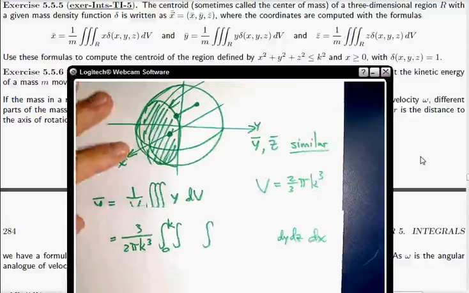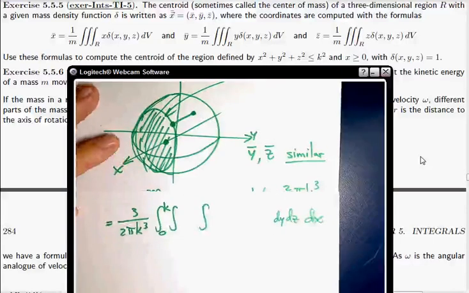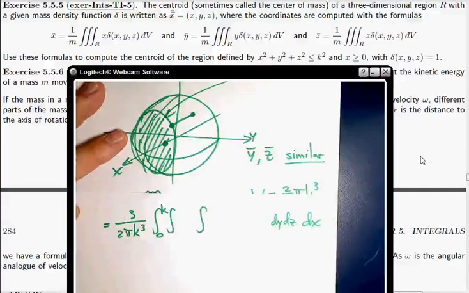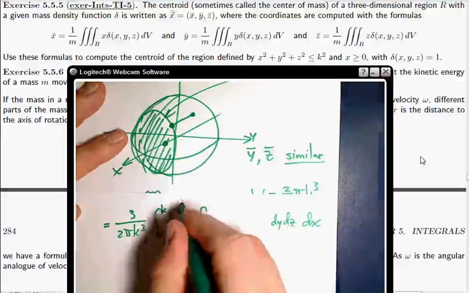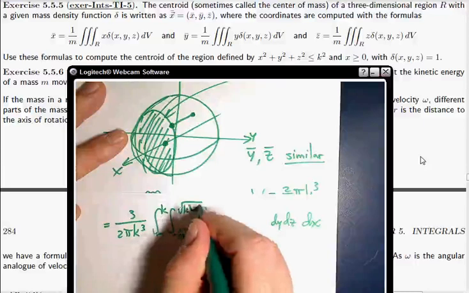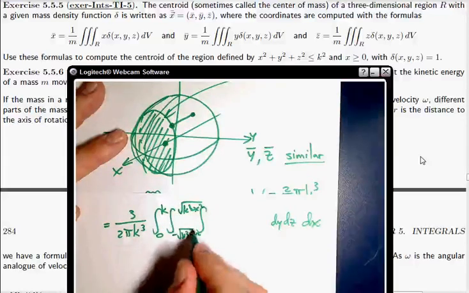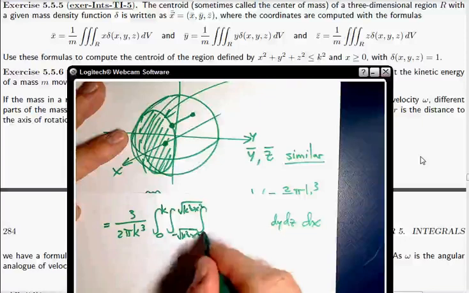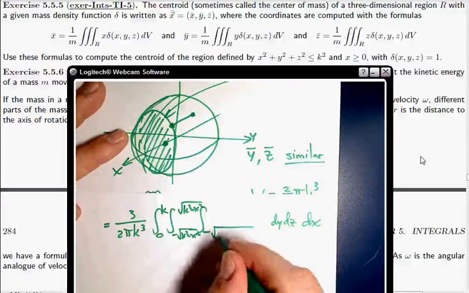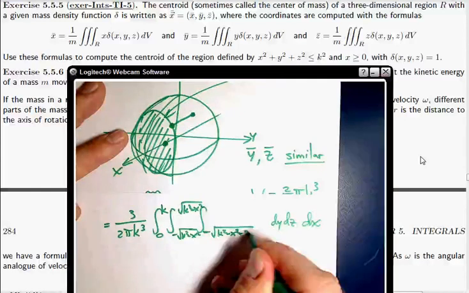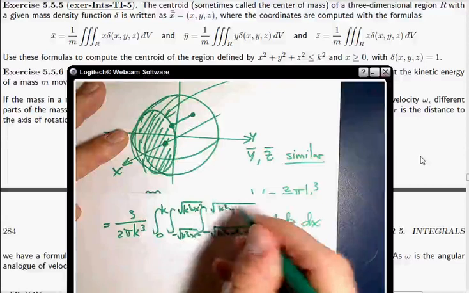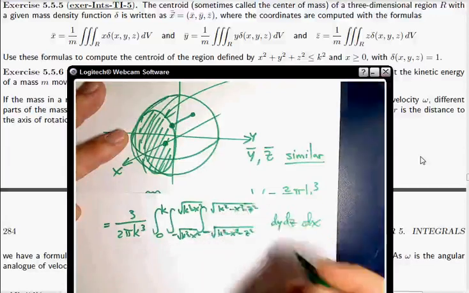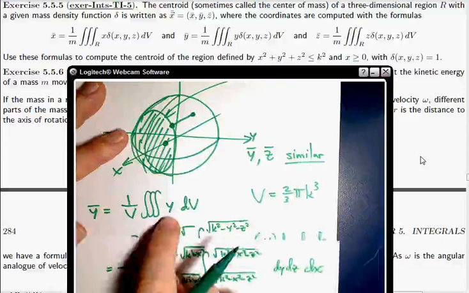And let's see, how bad is this going to be? Is this going to get ugly? Let's take a shot. So z is going to go from negative square root of k squared minus x squared to positive square root of k squared minus x squared. And then y is going to go from negative square root of k squared minus x squared minus z squared to positive square root of k squared minus x squared minus z squared. Again, my integrand is still y.